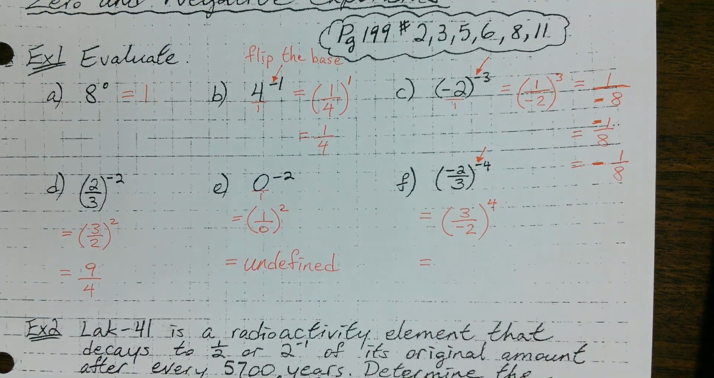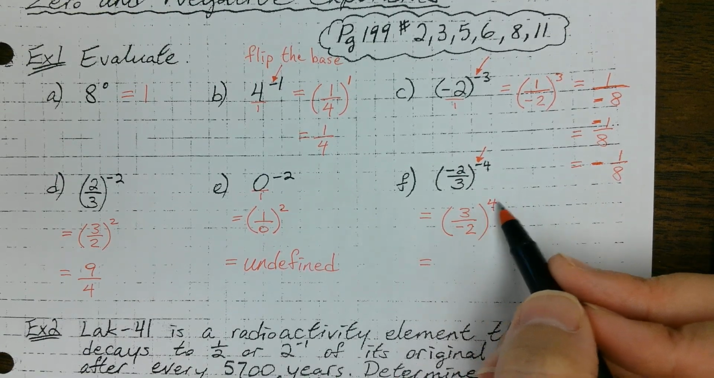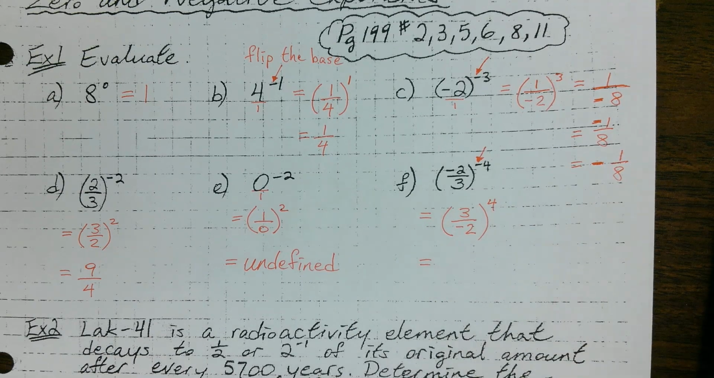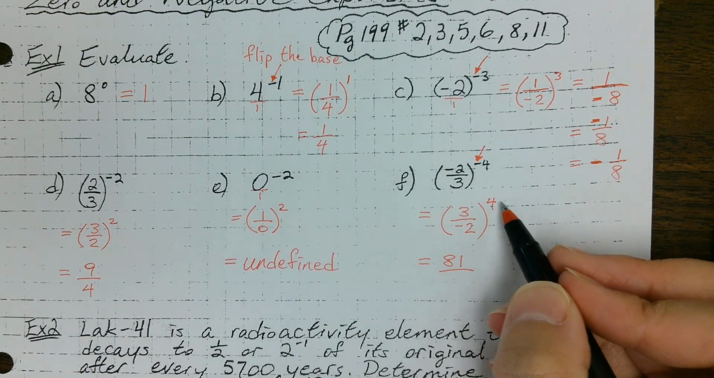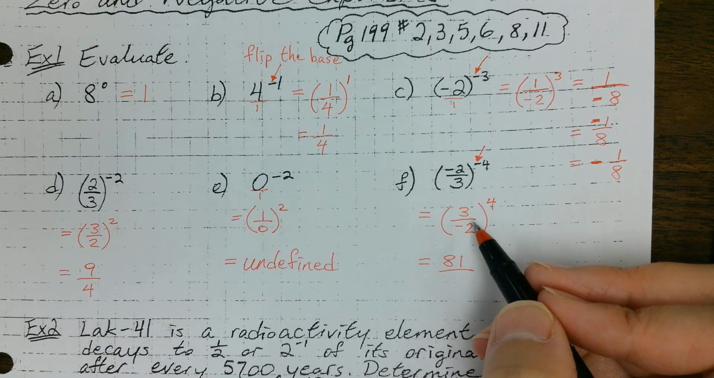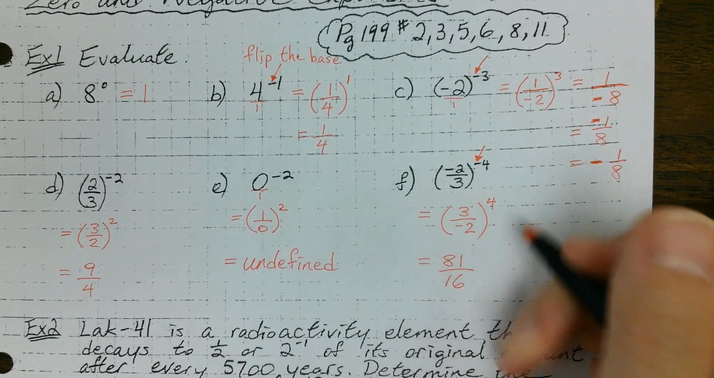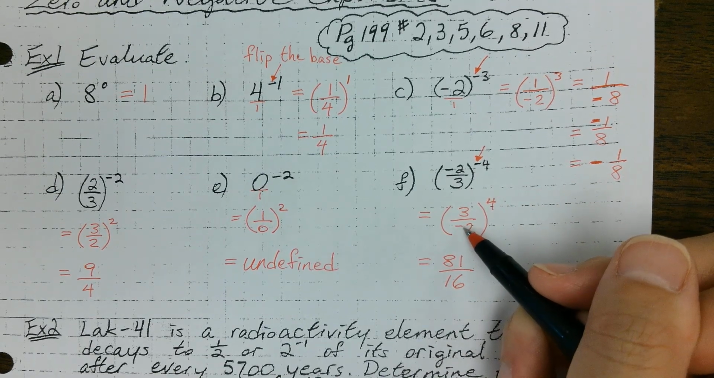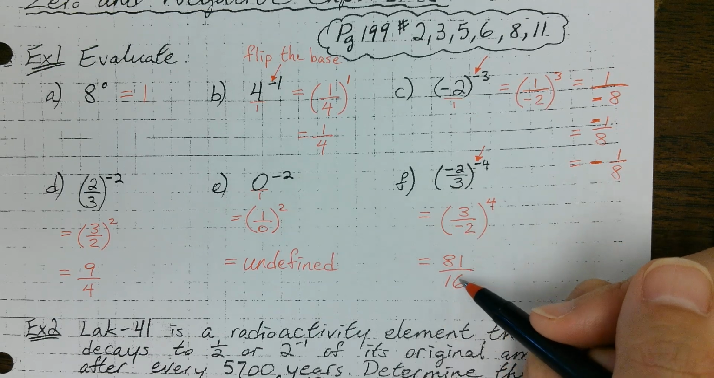Okay. What's 3 to the power of 4? 3 times 3 times 3 times 3. Good. And then what is -2 to the power of 4? Brianna? All right. Is it positive or negative? Positive. That's right. Negative inside the bracket. So -2 times -2 times -2 times -2 gives you positive 16.